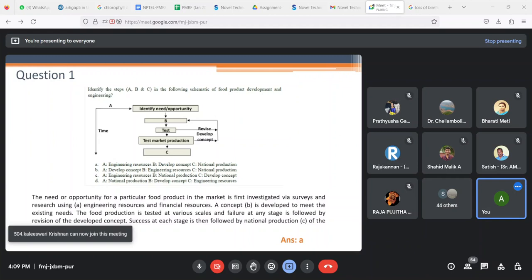So the answer is option A. If you have any doubts, you can stop me anywhere. If I'm going fast, you can let me know as well. We'll repeat the question again. Is this clear? Can I proceed to the next question?